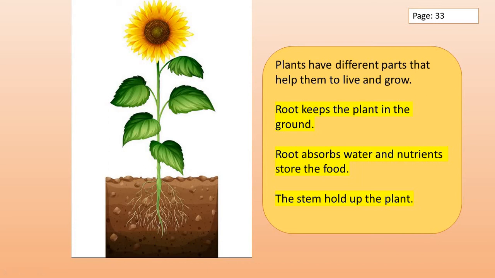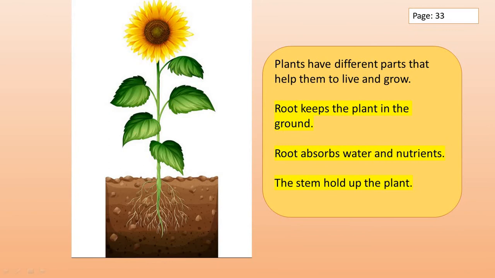Excellent. Keeps the plant in the ground. Again, root keeps the plant in the ground. Is there any other function for the root? Let's see. Root absorbs water and nutrients. Again, roots absorb water and nutrients. Excellent, grade 1. Very interesting. So the roots have more than one function. Again, what are they? Root keeps the plant in the ground and absorbs water and nutrients.